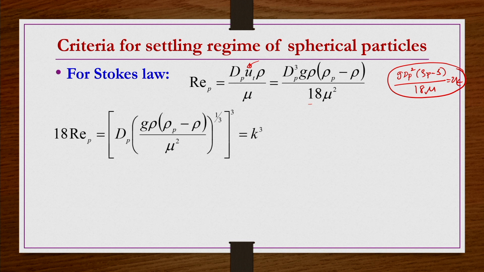Okay. So now this one, what you do, 18 you take to the left hand side from this equation, and then rearrange this equation such that dp multiplied by g rho (rho p minus rho) by mu square, power 1 by 3. So whatever the power 1 by 3 to this parenthesis, and then this entire whole power cube, so that it is same as this part, right.